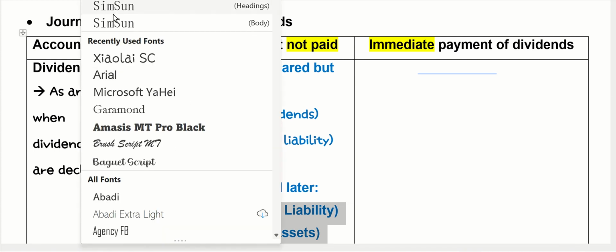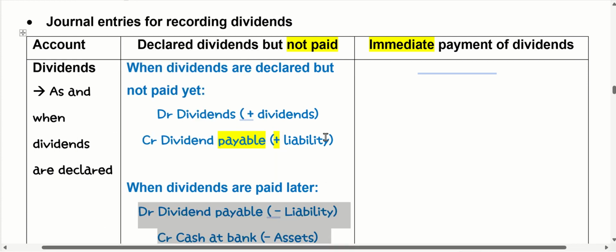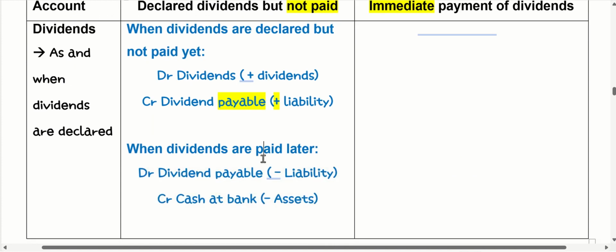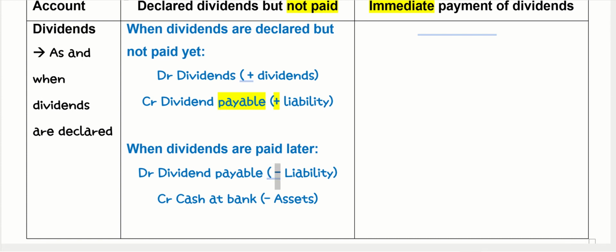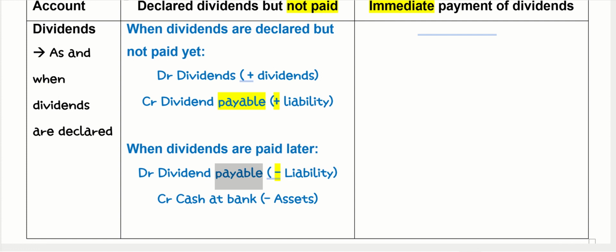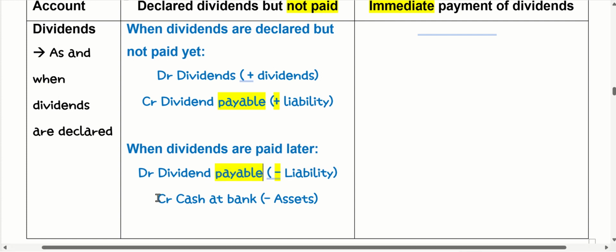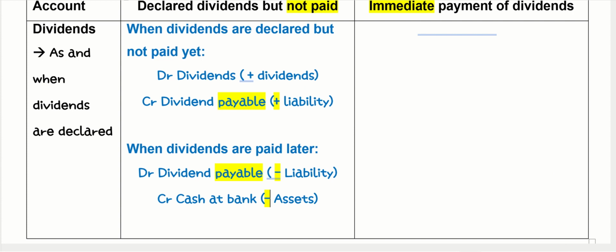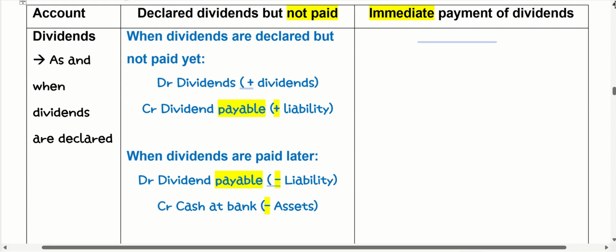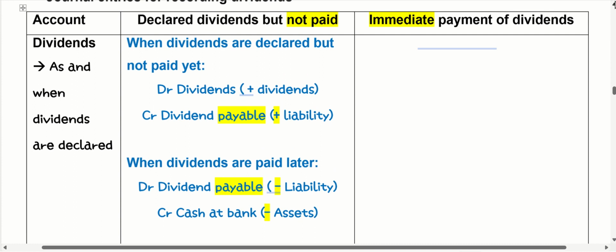The next thing that might happen is that you are going to pay out the dividend later. After you declare, say you tell the whole world, I'm going to pay you dividends, and then after that you pay them. So when you pay it, you will record a minus liability, or you debit your dividend payable, minus away your payable, and then you minus away your asset. You pay via cash at bank. So that's what happens when you pay your dividends later.